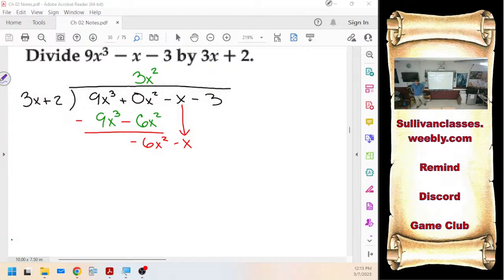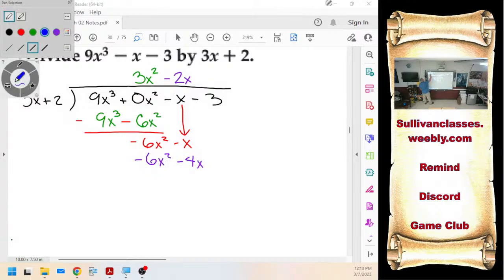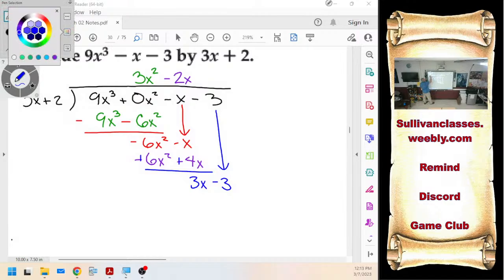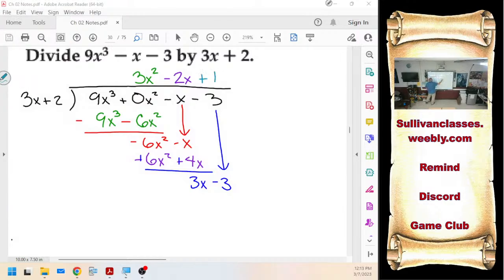We drop one of our terms and then we start the process over, right? Negative 6x squared divided by 3x is negative 2x. Multiply your stuff through. Negative 6x squared minus 4x. Change your signs. Getting 3x minus 3. When I go to do this last part of it, something is different. Yeah, I got plus 1. Yeah, I got 3x plus 2. I changed my signs. I think that I'm done, and then ruh-roh.